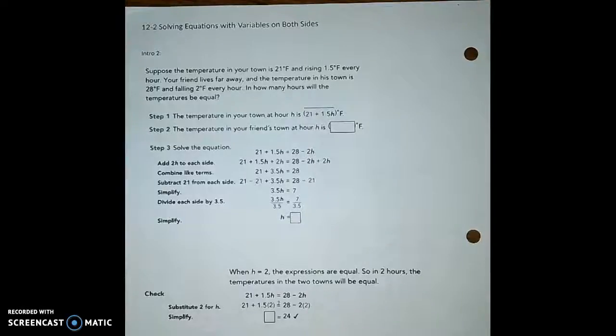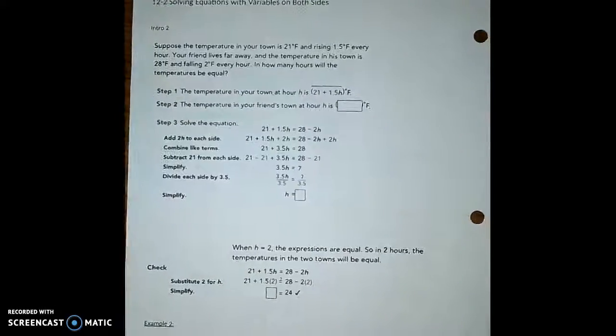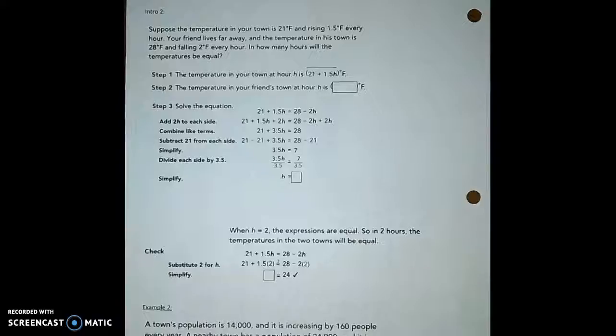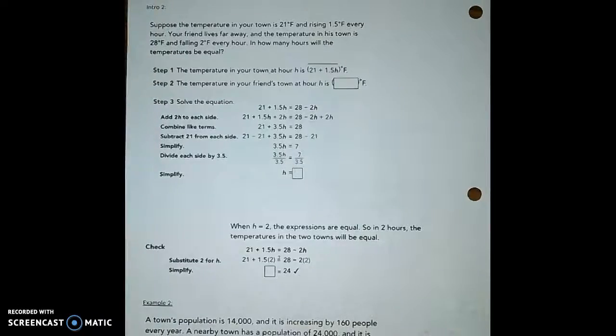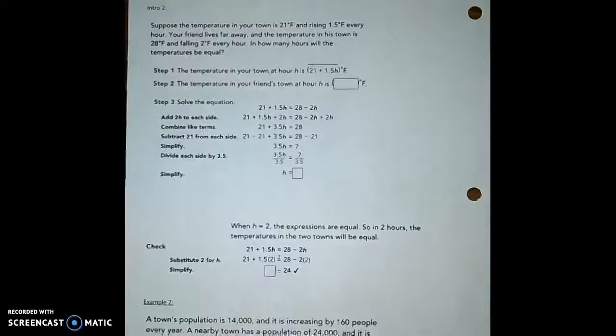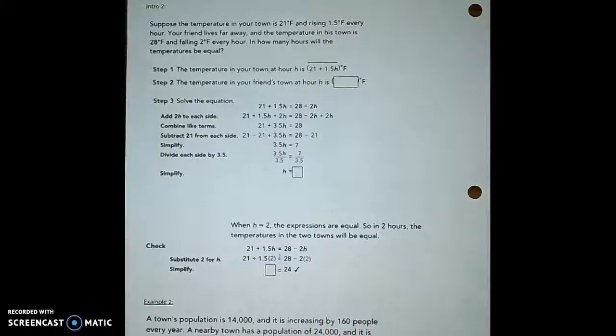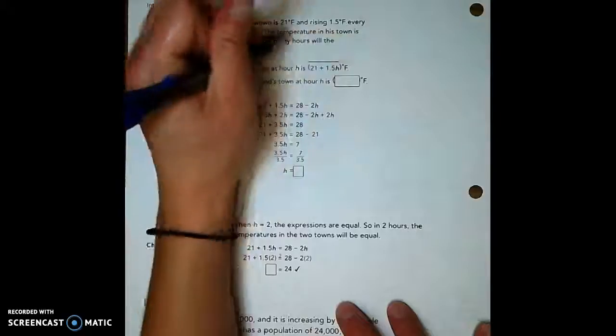And we're going to move on and actually go to part 2. So part 2 is all about writing word problems where you have variables on both sides. Now when you have variables on both sides, something to keep in mind is that you're going to have two separate expressions that you set equal to each other, and both of those expressions are going to have a variable in them.